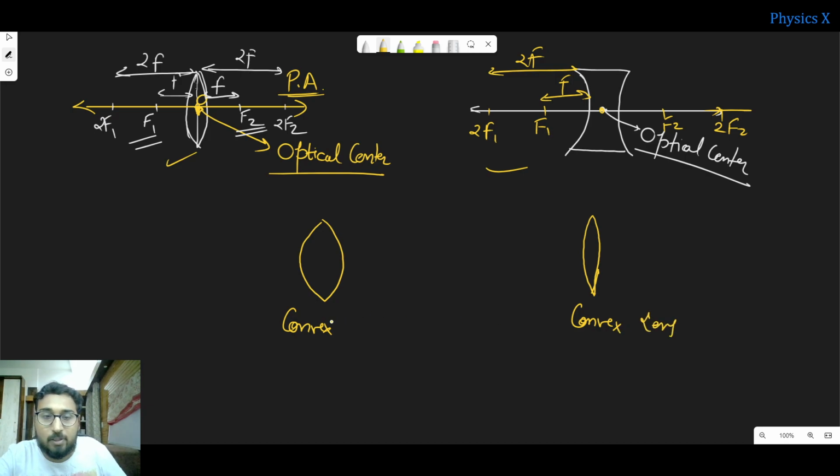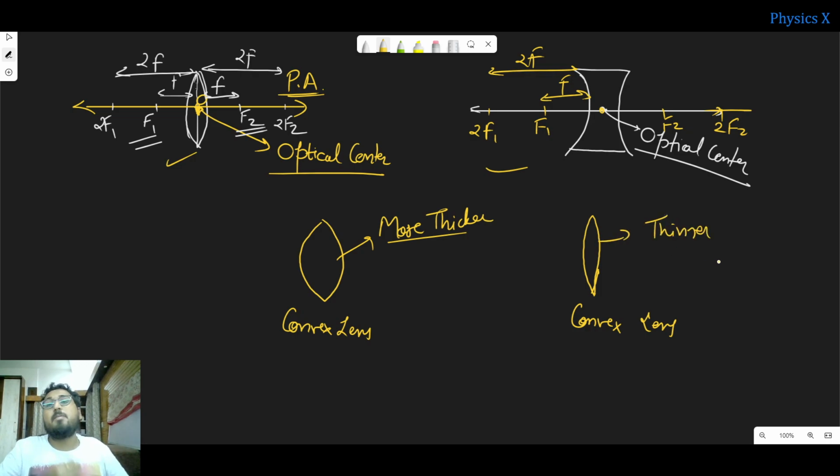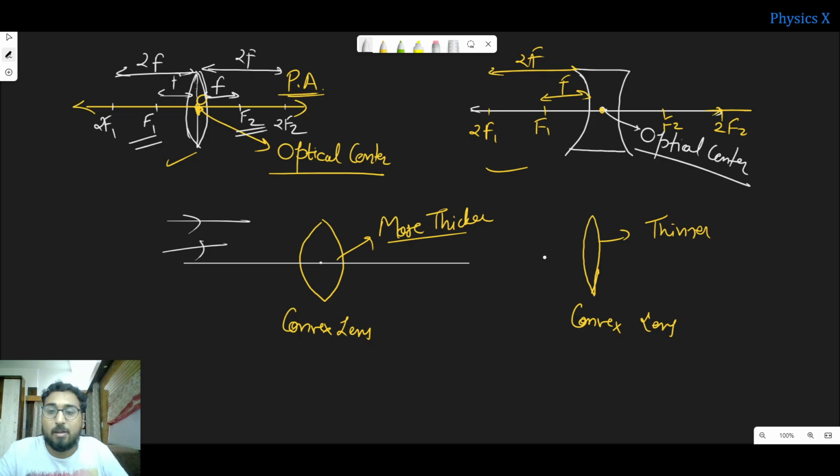But what is the difference between these two? This lens is thicker, more thick, and this is thinner. Till now, whatever we have studied, can you comment on what will happen? In the case of a lens, unlike a mirror, from one side the rays will be coming. We will be drawing ray diagrams in the next class. But you need to understand that the rays are coming from this side, and in the lens case we always observe from the opposite side. One side is the incident side and the other side is the observation side generally.